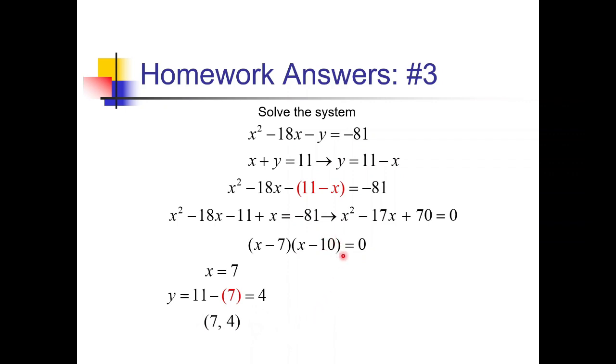Now back up here, x minus 10 equals 0, so x equals 10 is another branch of this solution. And then plugging that into the 11 minus x formula here, we've got 11 minus 10 giving us 1. So that means 10 comma 1 is our other solution.